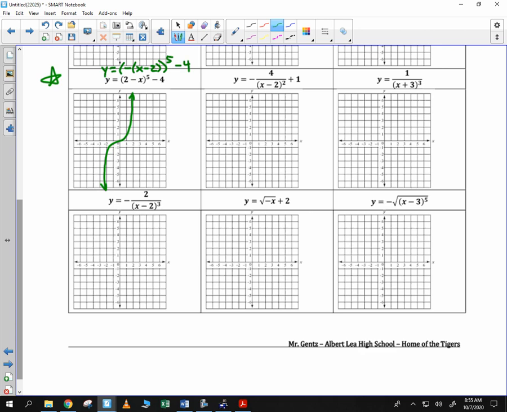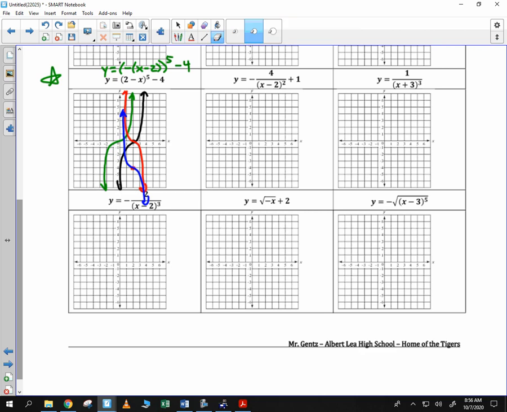So the minus 2 will move it 2 to the right. The negative will flip it horizontally, so it will flip and look like that. And then the minus 4 will move it down 4. So the blue graph is what it ends up looking like.